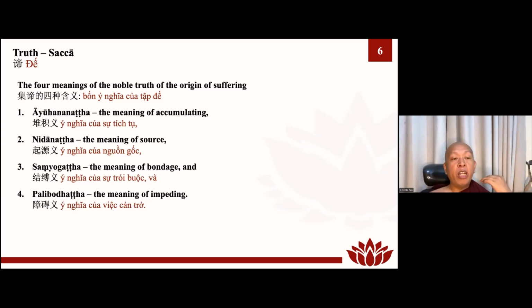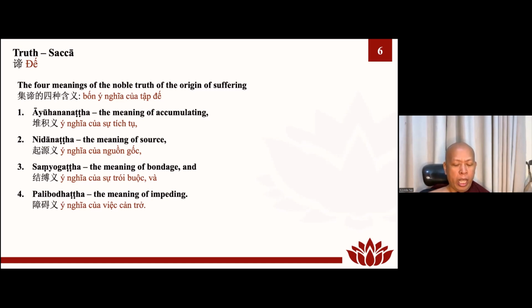Actually, if we have already made the causes, we have to suffer. Tied up already, right? Then the last one is palibodhata, the meaning of impeding. Actually, palibodhata can also be considered as an obstacle or obstruction. So what does it mean, palibodhata? For example, it can prevent us from attaining nibbana. This one is called palibodhata.